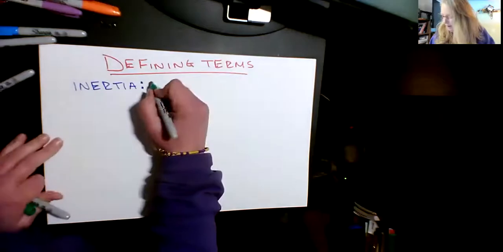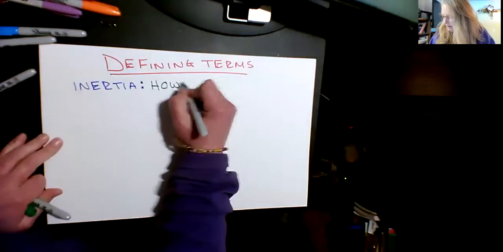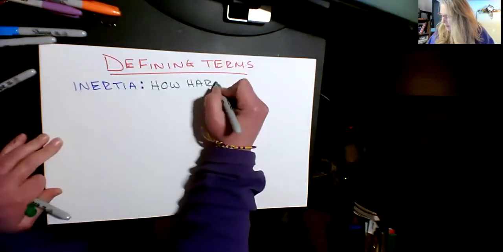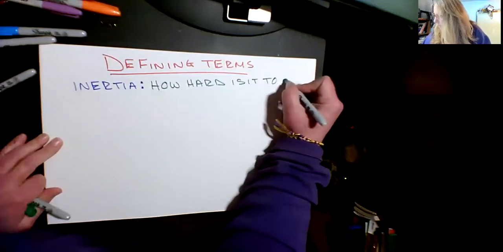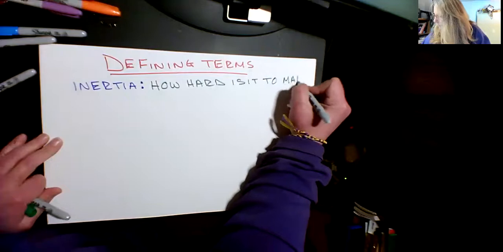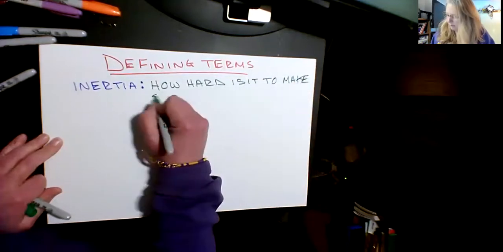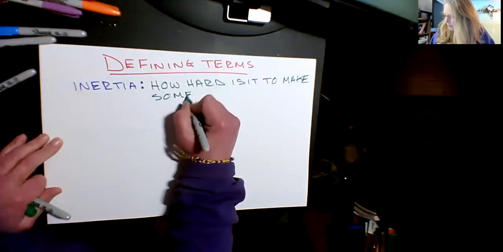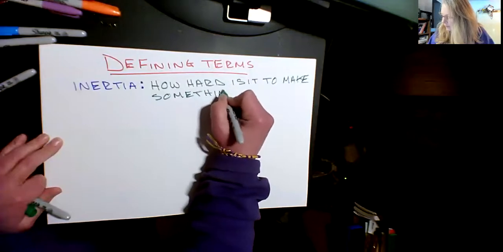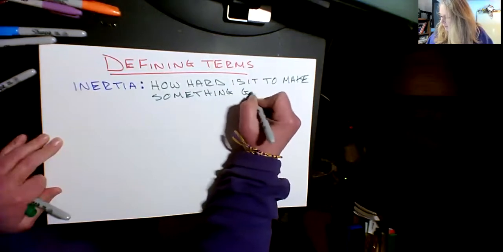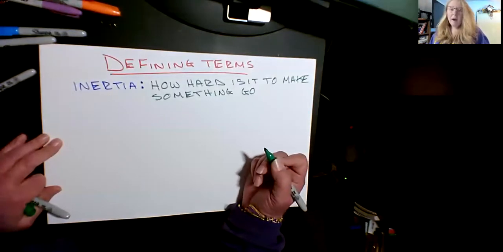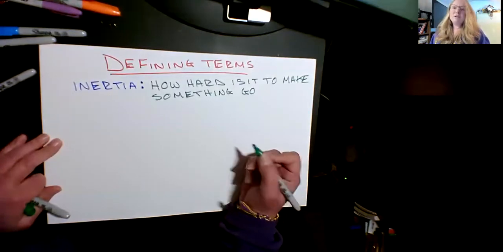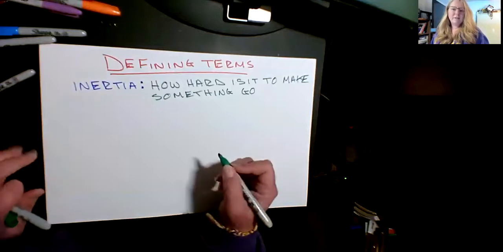how hard is it to make something go? You'll oftentimes hear this defined as its laziness. It's probably the more common one. A body in motion stays in motion, a body at rest stays at rest.